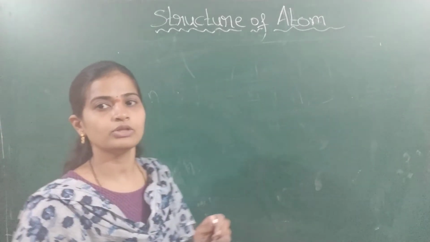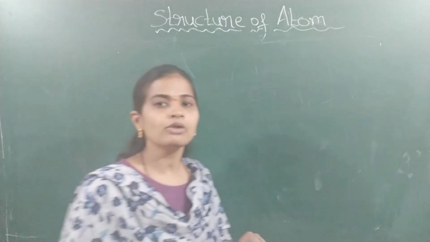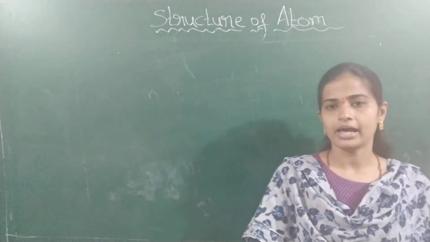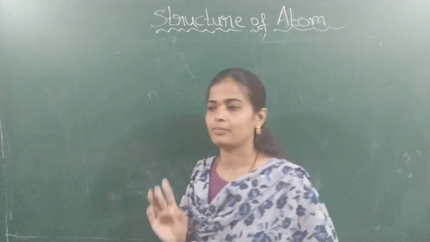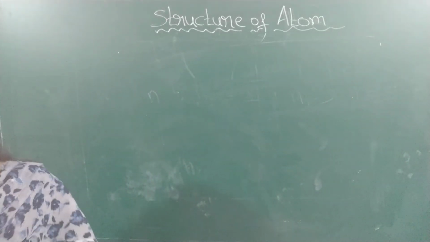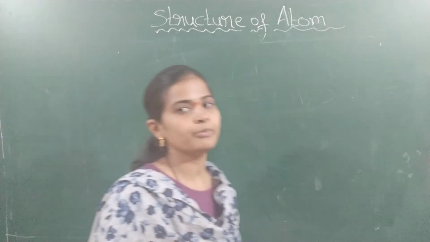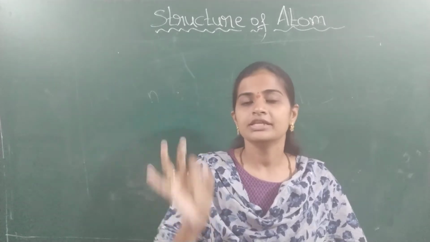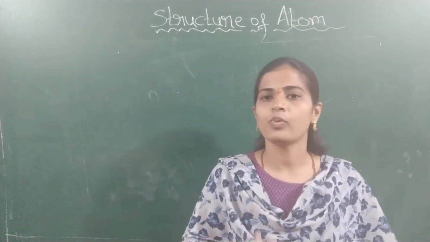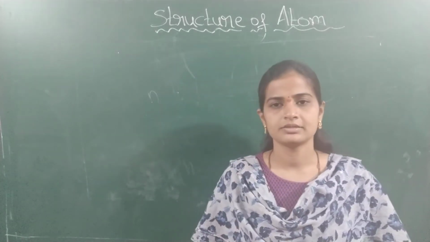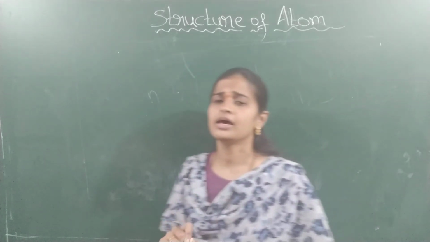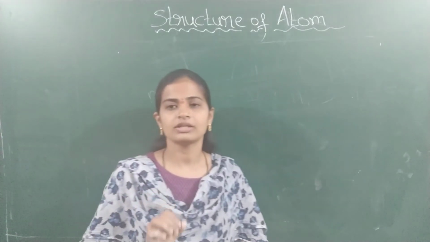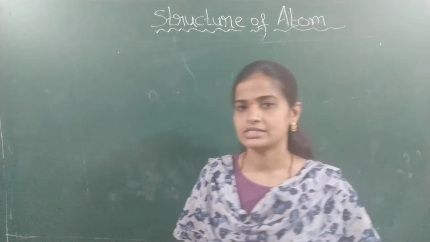Write down the problem. Calculate the wave number for the second line of the Balmer series. I am just dictating the problem. This question was asked in the previous board exam for 3 marks, so mark it as important. Have you all written, students? Calculate the wave number for the second line of the Balmer series.